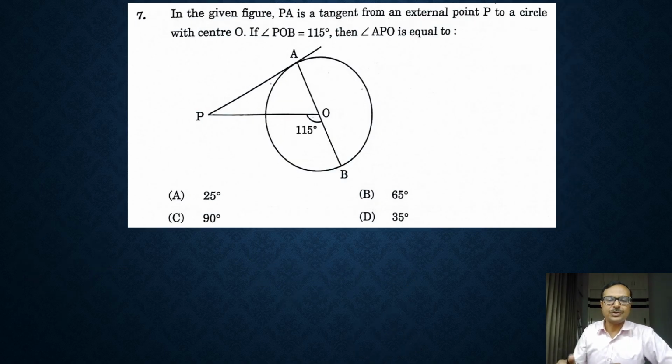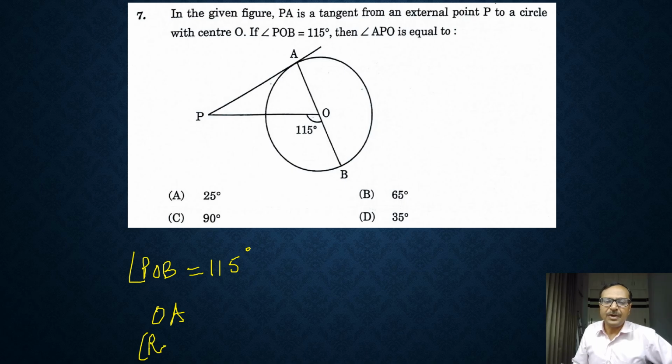Okay, let's see question number 7. Easy question there. In this question, one of the angles, angle POB, is given as 115 degrees. Even if you know slightly the properties of a tangent to a circle, the question is going to be really easy. Since OA is the radius, we all know that radius is always perpendicular to the tangent PA, right? So we have a right angle triangle OAP.